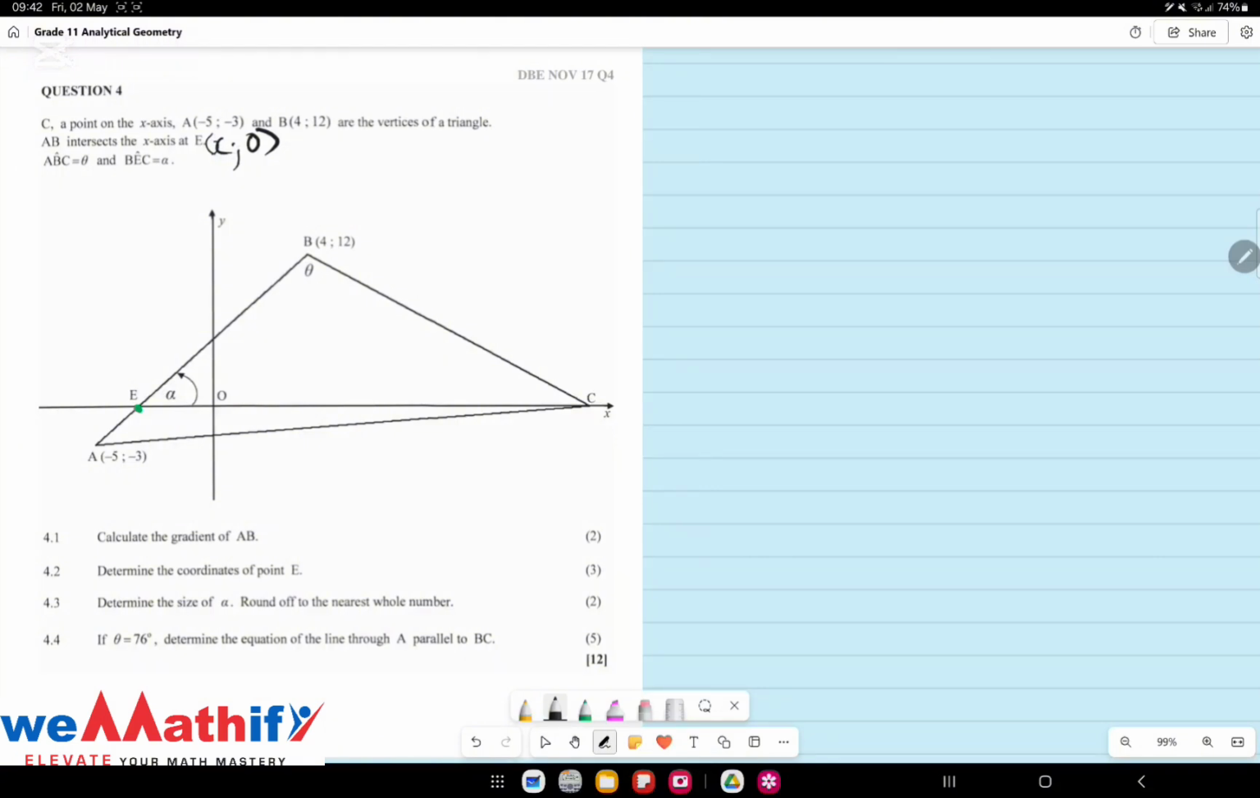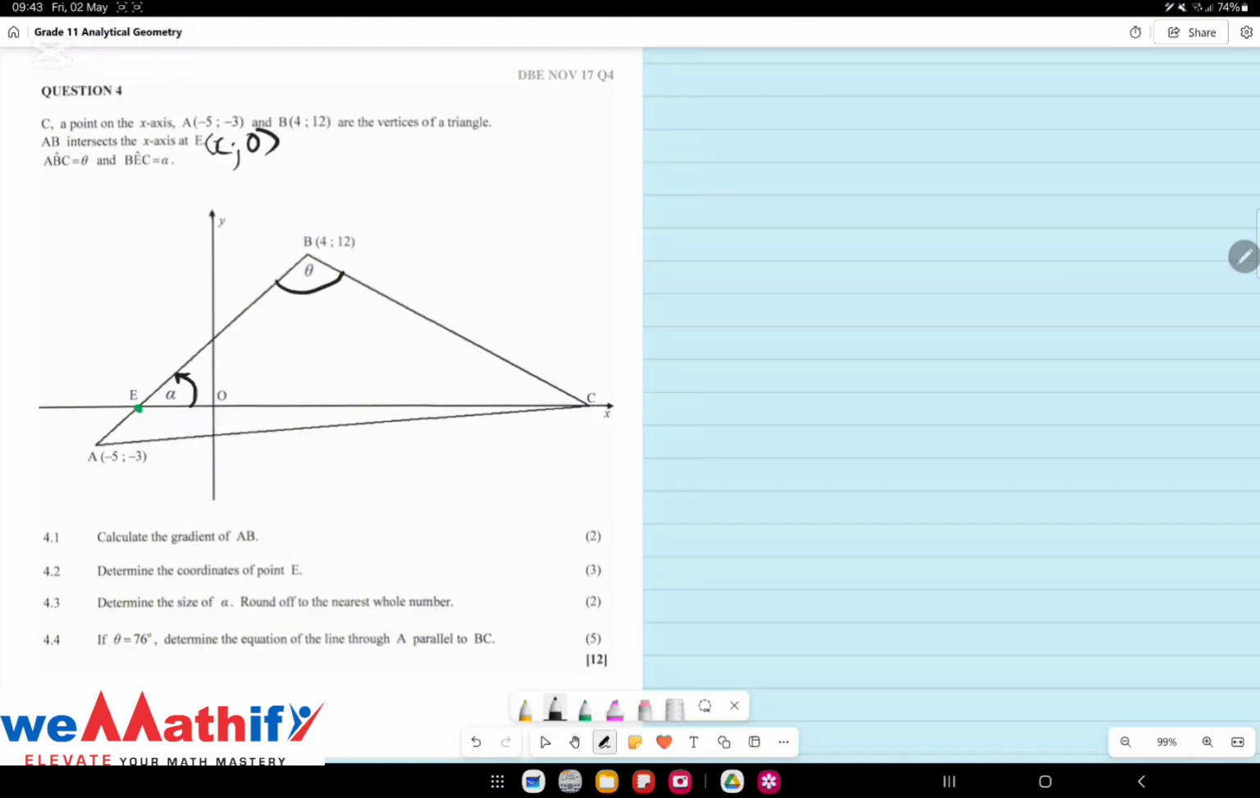Angle ABC is theta, so you know that theta is not an angle of inclination. And then BEC equals alpha. Alpha is an angle of inclination because it is measured anti-clockwise from the x-axis. That's what makes it an angle of inclination, and that's what makes theta not an angle of inclination.